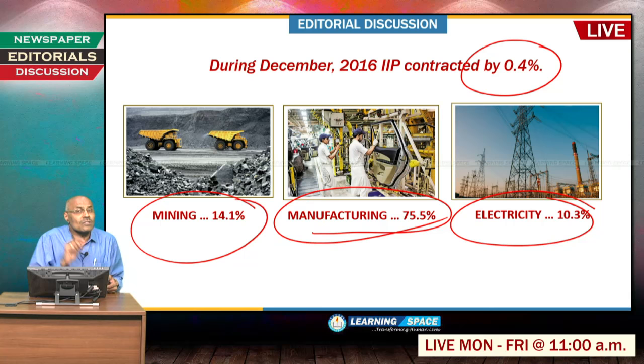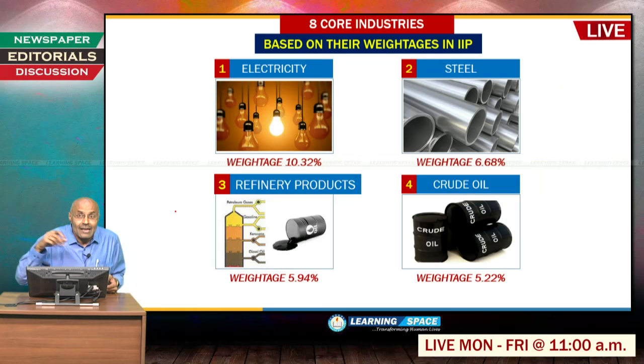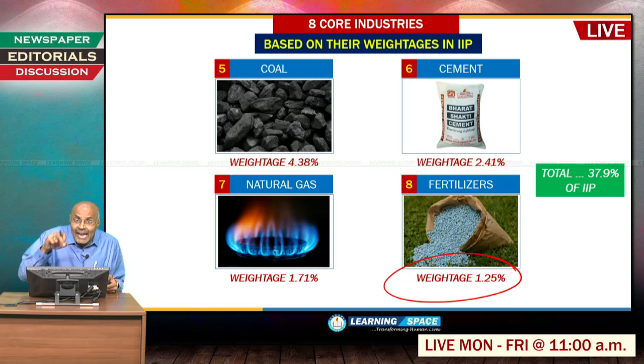And if you expand it further, this index of industrial production, this IIP, has got 8 core industries. One of them is electricity, and the others I have listed here. This electricity has got the highest weightage, and fertilizers has got the least weightage. And these 8 core industries, whatever I have listed here, constitute 38% of IIP.